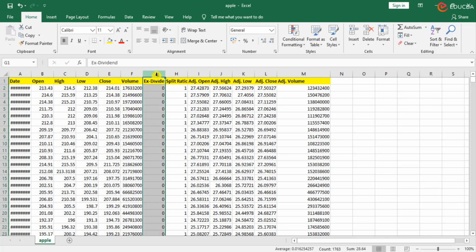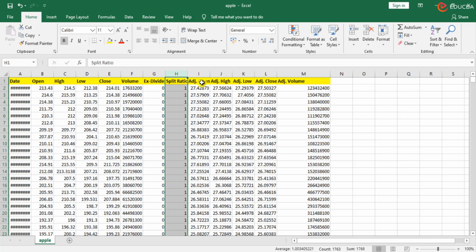This is the ex-dividend. This is the split ratio. Now the split ratio is to boost the liquidity of the share, where the company divides the existing share into multiple shares. So the split ratios are basically 2:1 or 3:1. Now what does that mean? 2:1 means that the stakeholders have 2 shares for every share held earlier. So that is known as split ratio, where you can split the share.